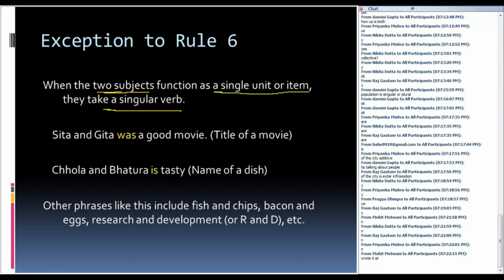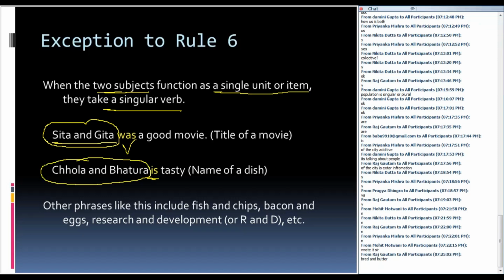For example, when I say Sita and Geeta, it's the name of a movie. It's one entity. Sita and Geeta was a good movie. Even though I have used and, it's the name of one entity, one movie. So I have to use a singular verb. Chola and bhatura is tasty. Why am I using a singular verb? Because it's the name of a dish. Chola and bhatura is tasty.